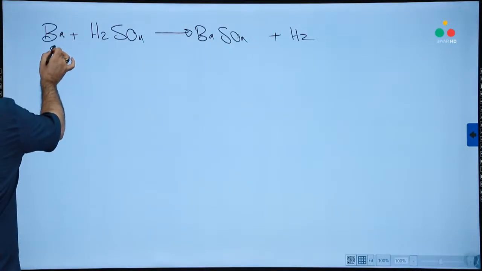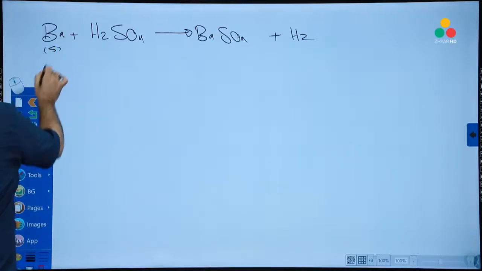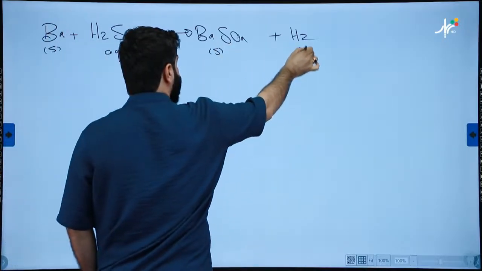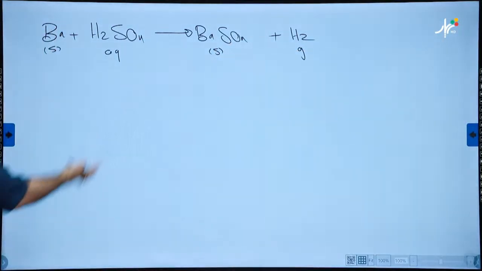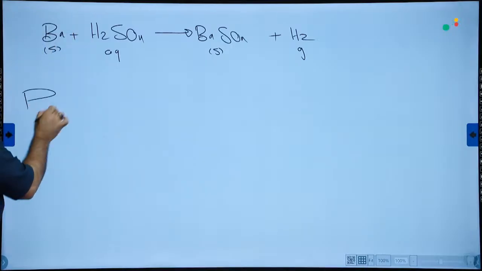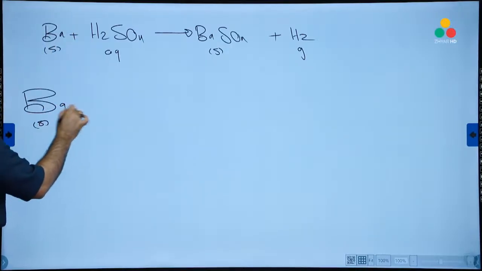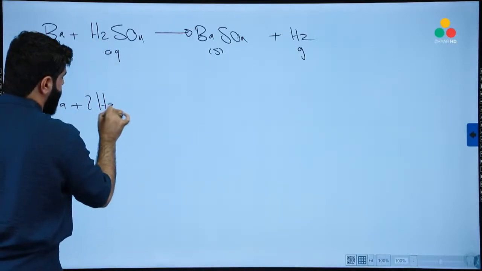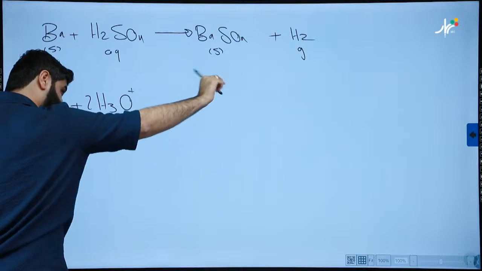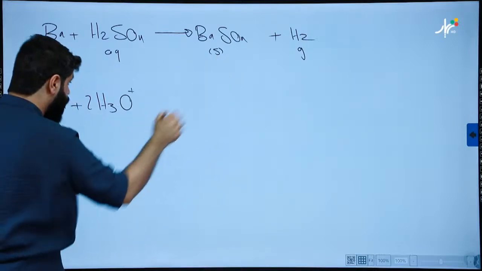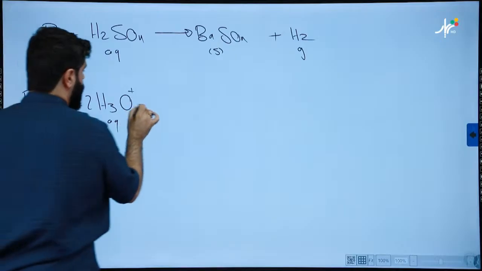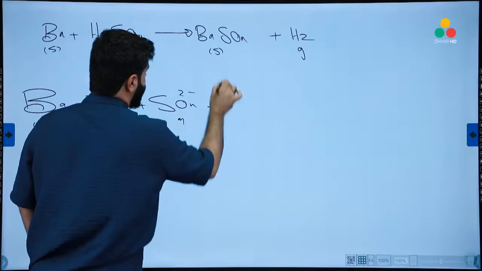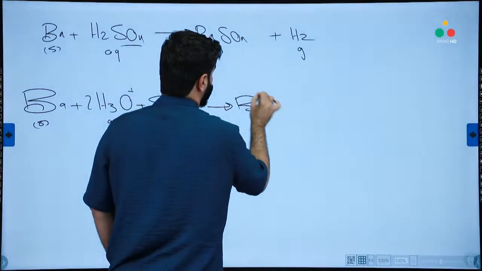Then the physical states. This is solid. H2SO4 AQ, solid. This one is a gas. Let's have the overall ionic equation. Ba solid plus two protons, 2 hydrogens will become 2 hydronium ions. In there, we need to have 2 water molecules also. Plus SO4 negative 2, AQ.